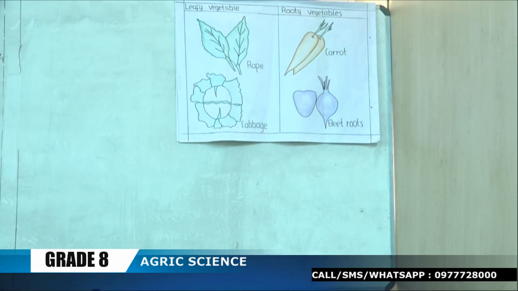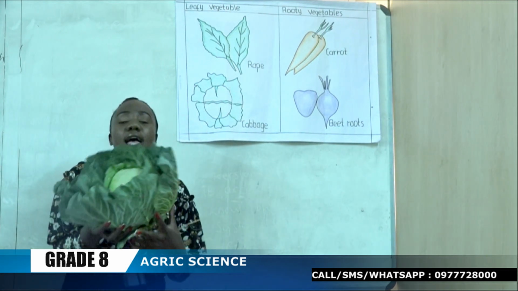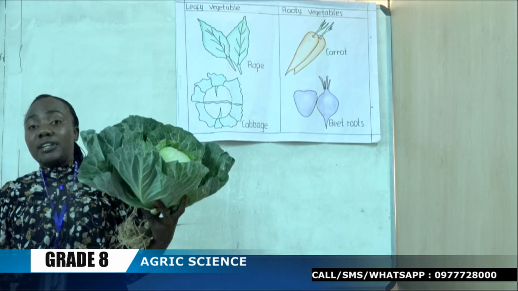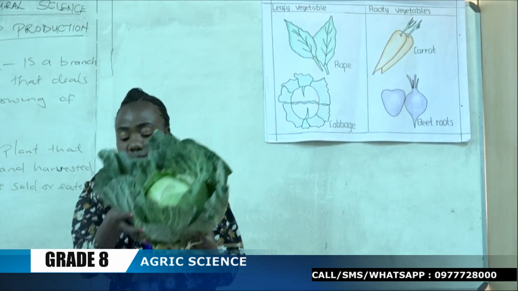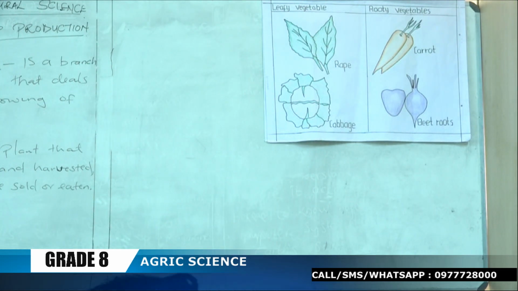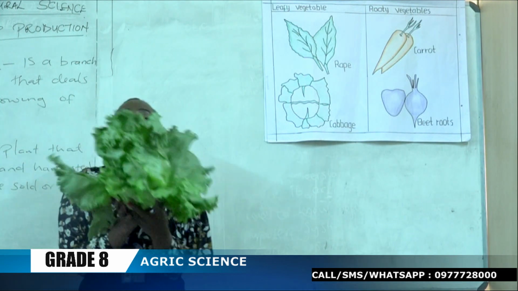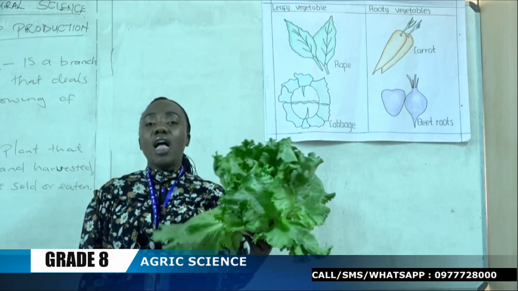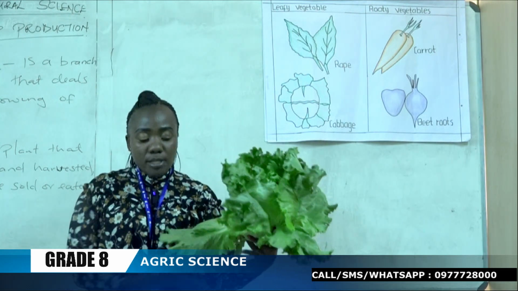Okay, so apart from having them on the chart, I have them with me in person. I have an example of leafy vegetable, which is cabbage. Cabbage is an example of leafy vegetables. Another example of leafy vegetables, I have lettuce. Lettuce is an example of leafy vegetables.